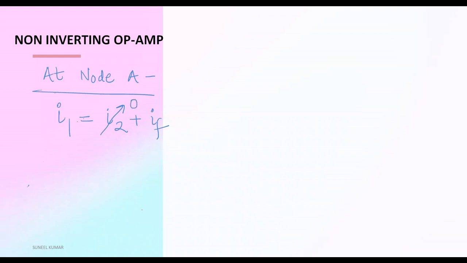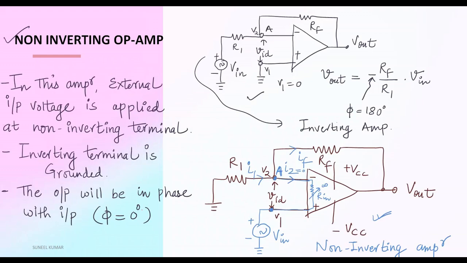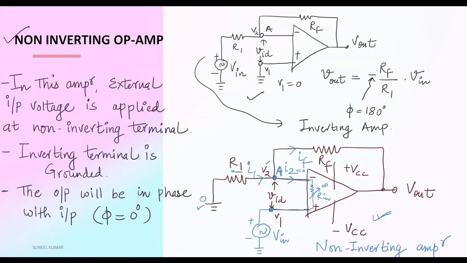So we can write here I1 is simply IF. And what will be the I1? I1 is 0 minus V2 divided by this resistance R1. So we can write here I1 is, the voltage difference is 0 minus V2 divided by resistance R1, is equal to, similarly, what will be the IF?